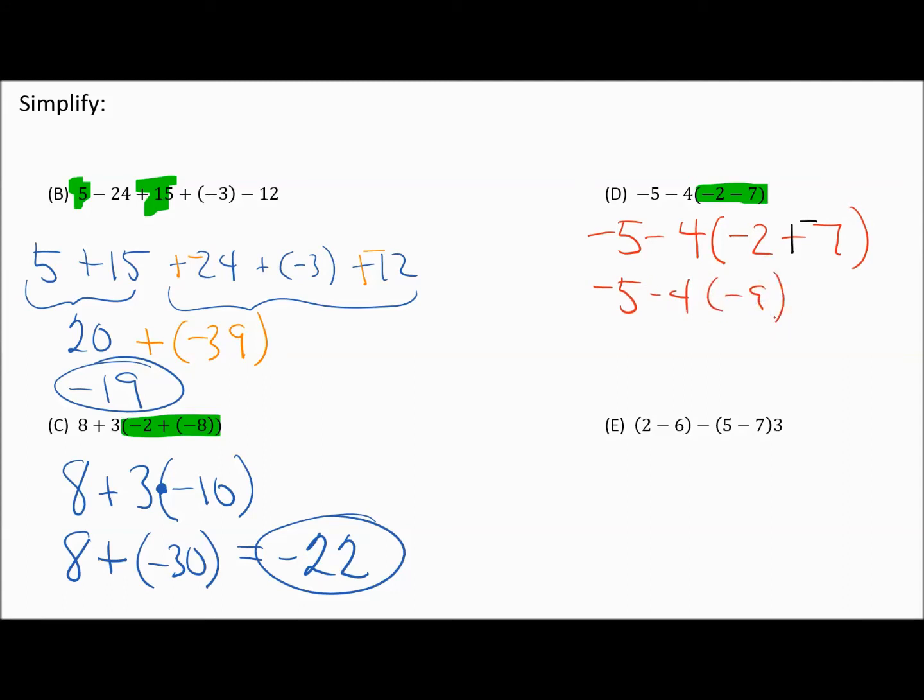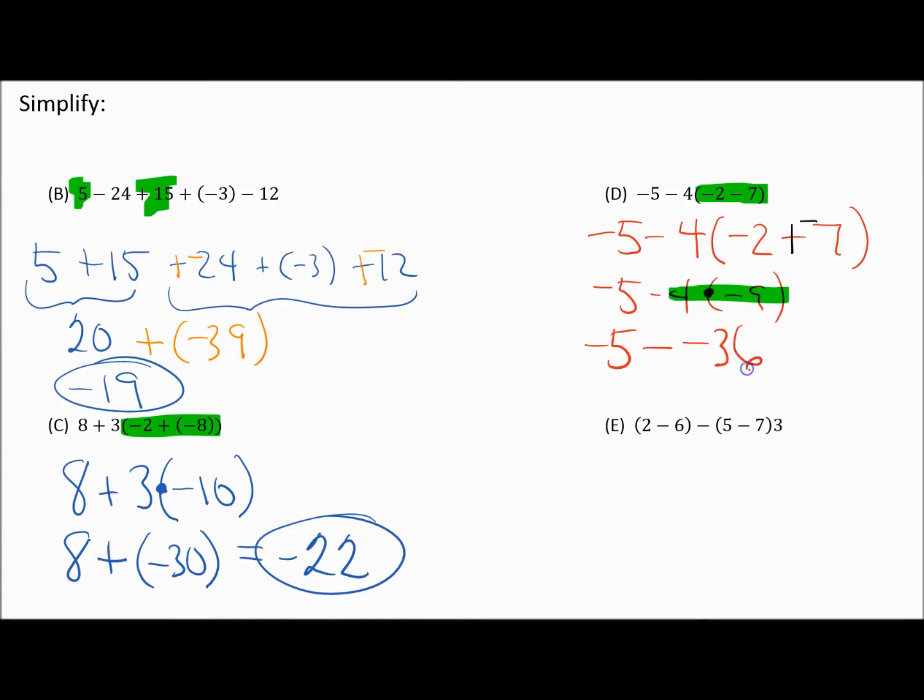Okay? Now, what operation is happening here? That is multiplication. Remember, we reviewed multiplication, so I'm recopying what I have. I have negative 5, and I have a subtraction sign. I'm multiplying, let me highlight this, 4 times negative 9. Now, a positive times a negative is a negative. So this is negative 36.